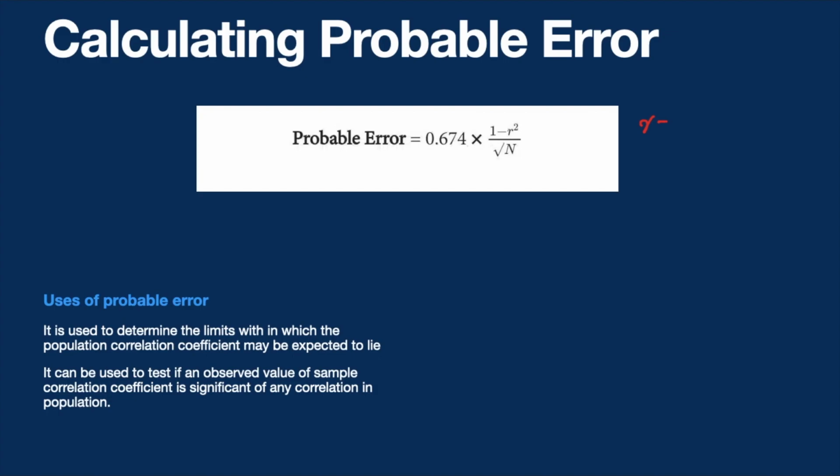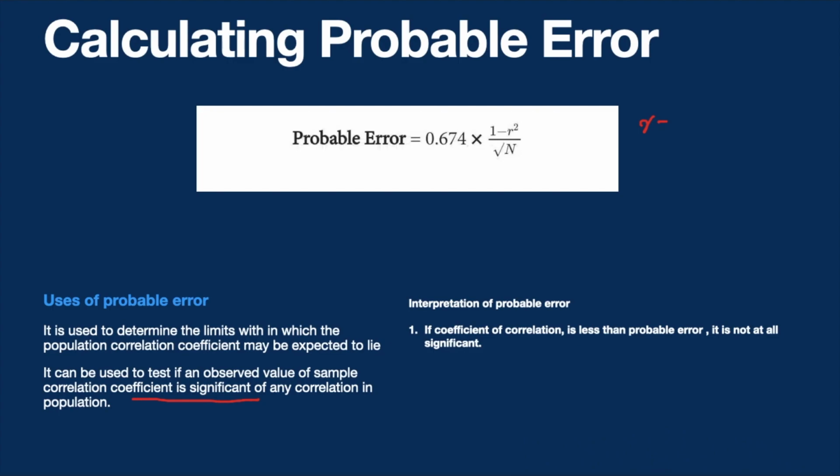Now we will see how this significance level comes in, or how we could say it is significant or not. Interpretation of probable error. This is where we'll see how it is significant. When can we say this coefficient of correlation is significant? If the coefficient of correlation is less than the probable error, it is not at all significant, right? So if you get a value which is less than this probable error value, it is not at all significant.